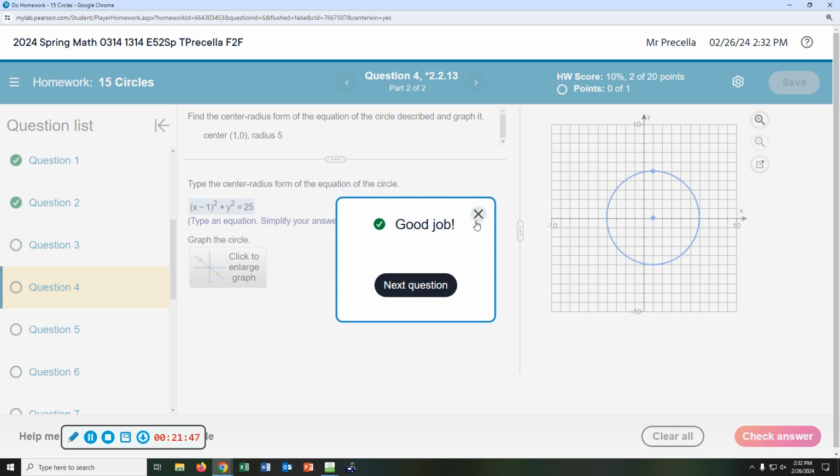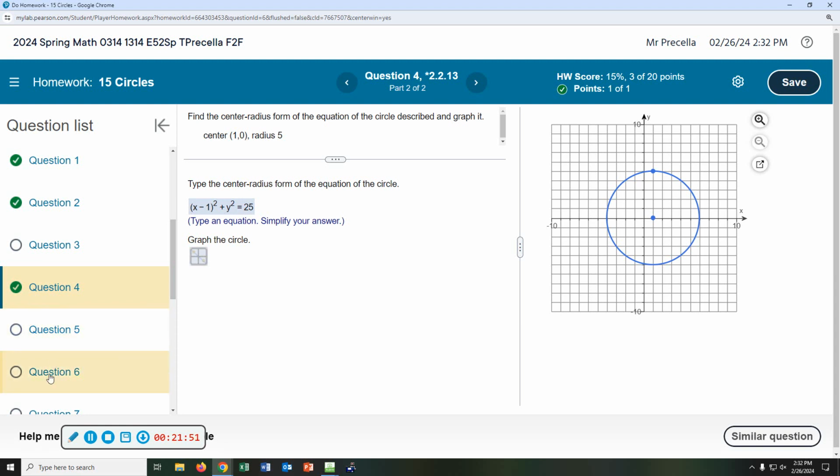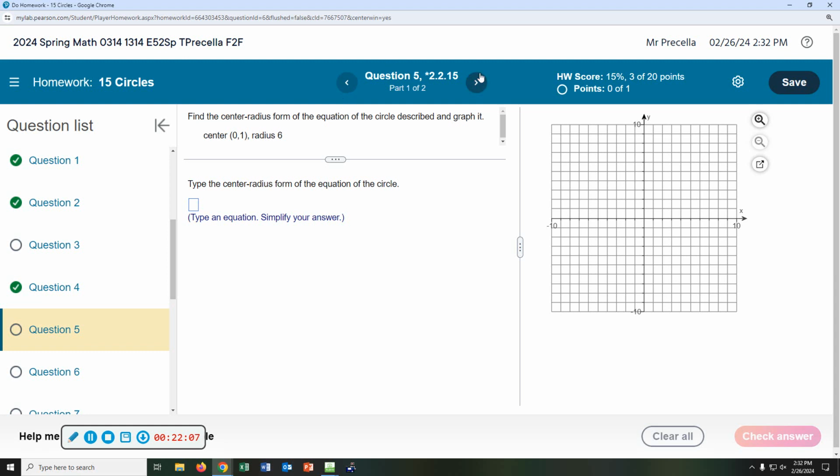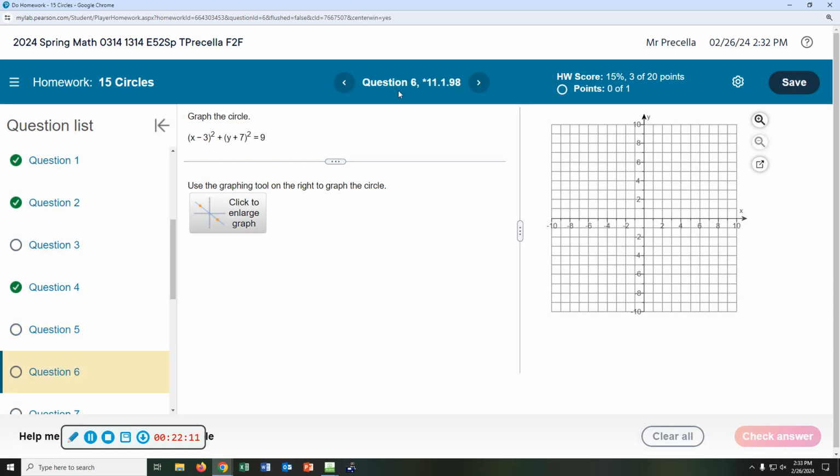Any questions there? So far, it's pretty painless. They want us to graph the circle. They're not giving us the center and the radius. Remember what I said earlier? Let me see something. Wait. That's so similar now. Okay. Let's see.